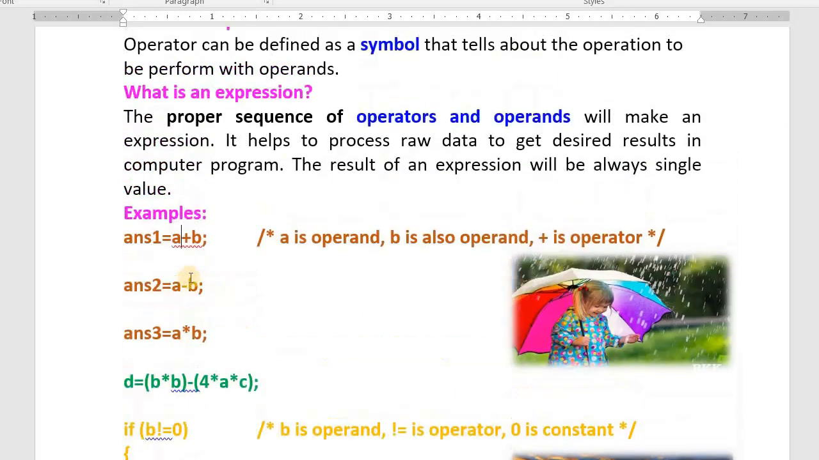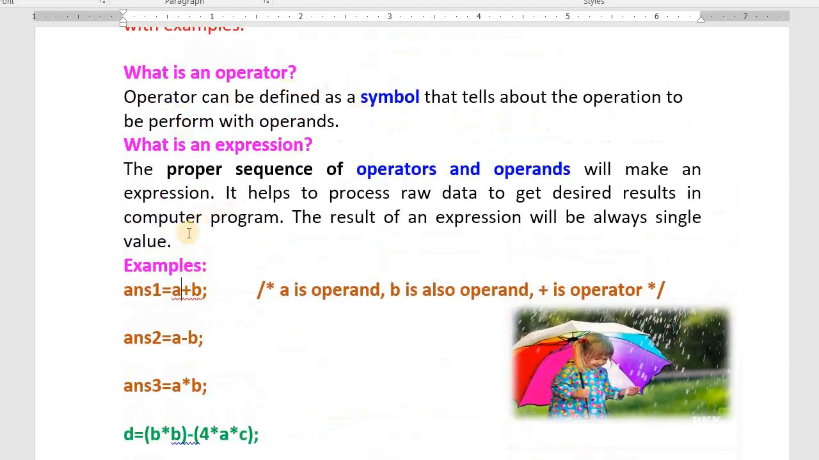Then what is an operator? Operator can be defined as a symbol. Yeah, you are right. Operator can be defined as a symbol that tells the machine as well as us about the operation to be performed with the operands. A and B are the operands, plus is an operator. This is what we call an operator. In viva voce and lab examination or during an interview, if your answer is like this, the interviewer will be happier, because of which you get the job in a company.